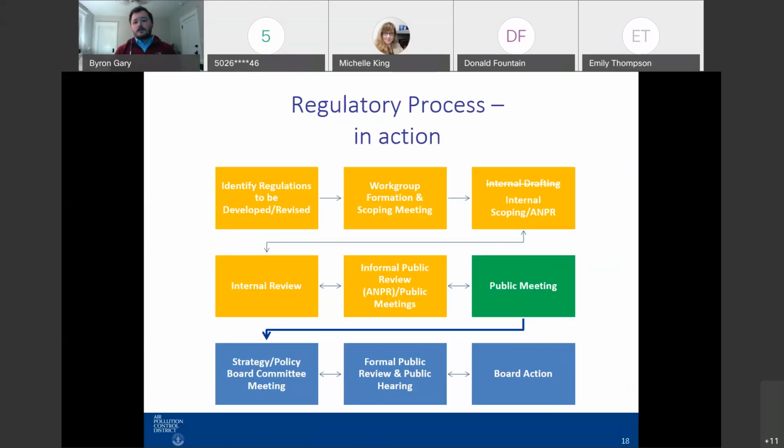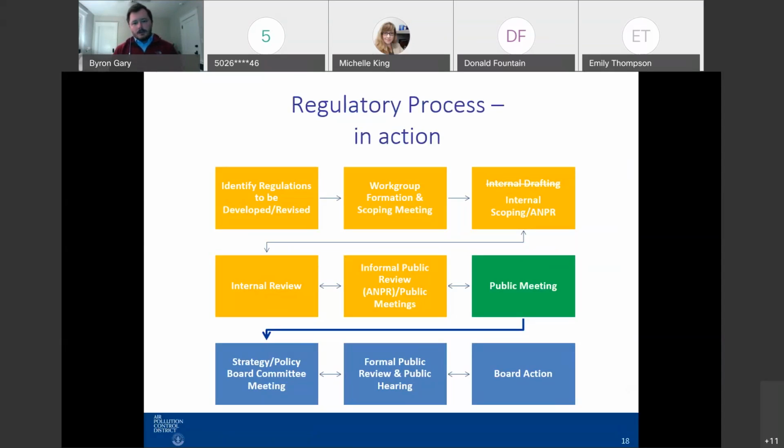So we have one more week until that strategy committee meeting. Many people will have questions tonight. If you don't, you still have another week to ask before it goes to the strategy committee. Feel free to contact us to reach out. I'll put up a slide with that info in just a little bit. But next week, once we bring it to the strategy committee, we will be requesting that they approve it for release for formal public comment period.